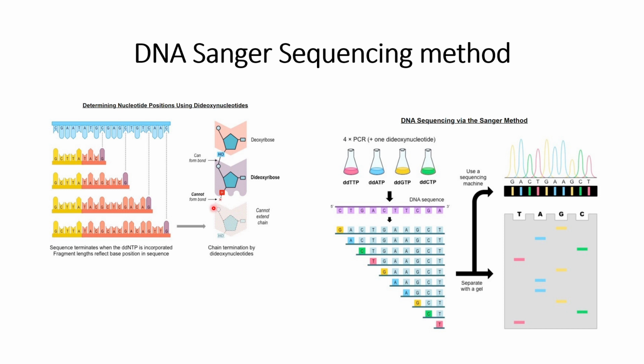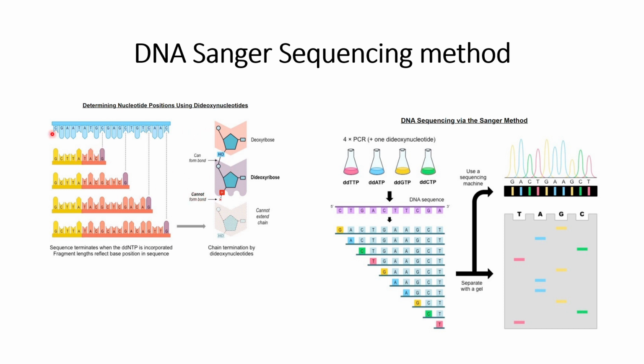So further extension of the DNA will not happen, and by analyzing with the help of a gel, we can determine the length of this DNA sequence. At the same time, we are also aware of which dideoxy nucleotide terminates the sequence. We have that information. So based on these two pieces of information, we will be able to identify the sequence of the DNA.